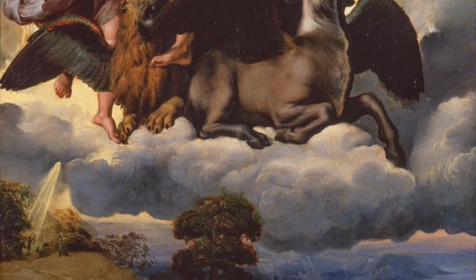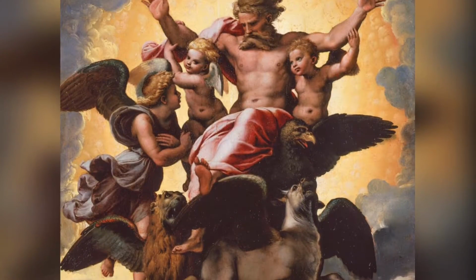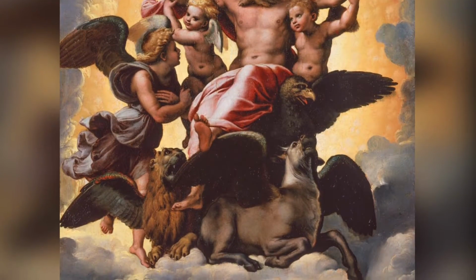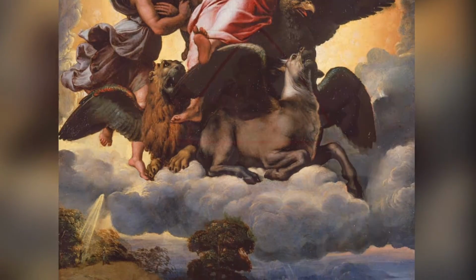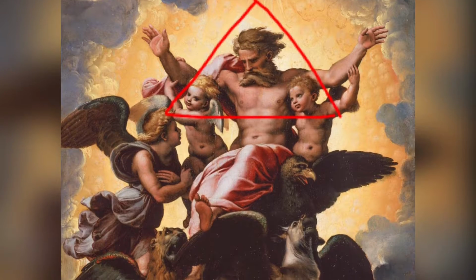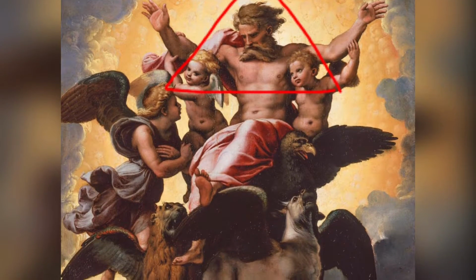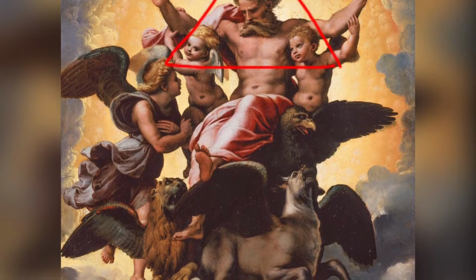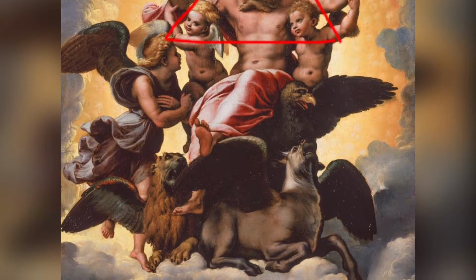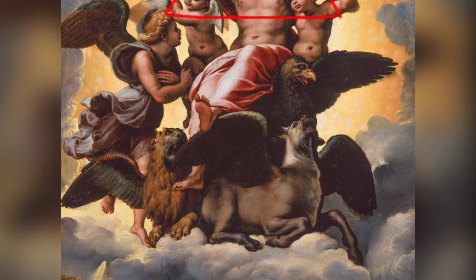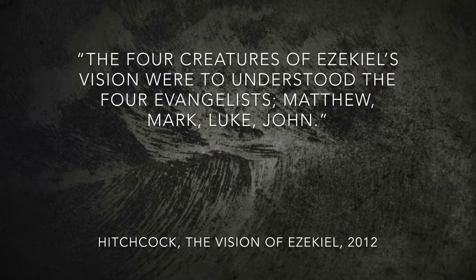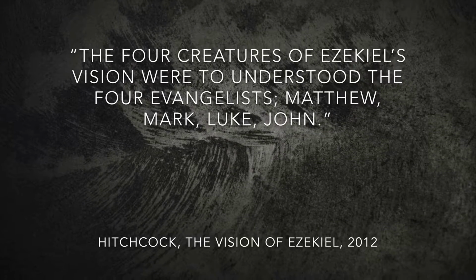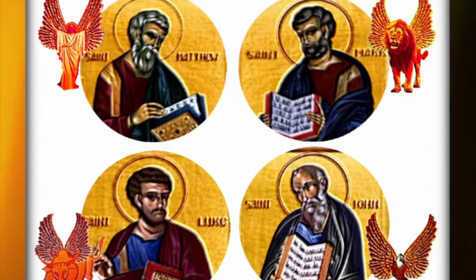In the center of the painting, God is seated on a throne surrounded by 4 creatures and 2 cherubim. The 2 faces of the cherubim, along with God's face, form a triangular shape, which was a common theme used in the High Renaissance. The 4 winged creatures appear to be a man, a calf, a lion, and an eagle, and they're all looking up to God. According to Hitchcock, the 4 creatures of Ezekiel's vision were understood to symbolize the 4 evangelists: Matthew, Mark, Luke, and John.